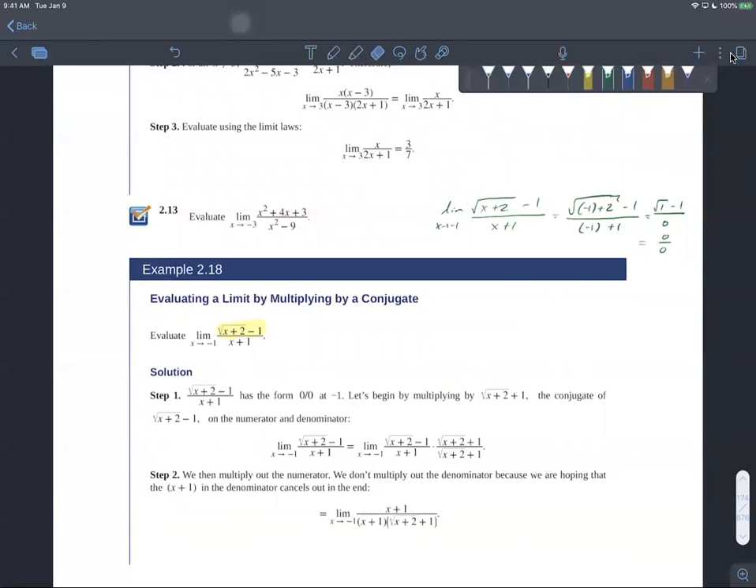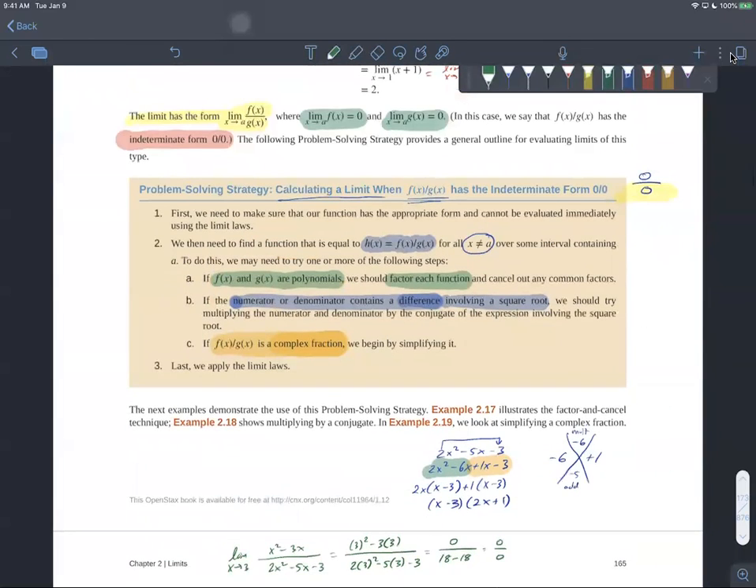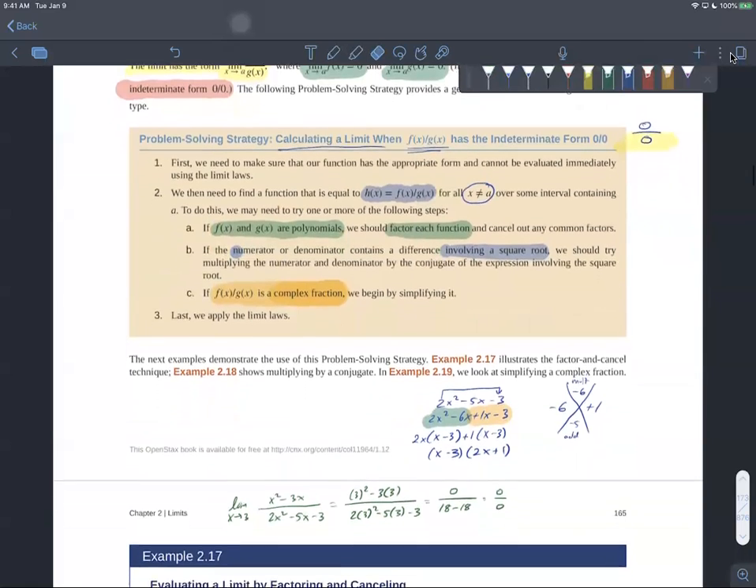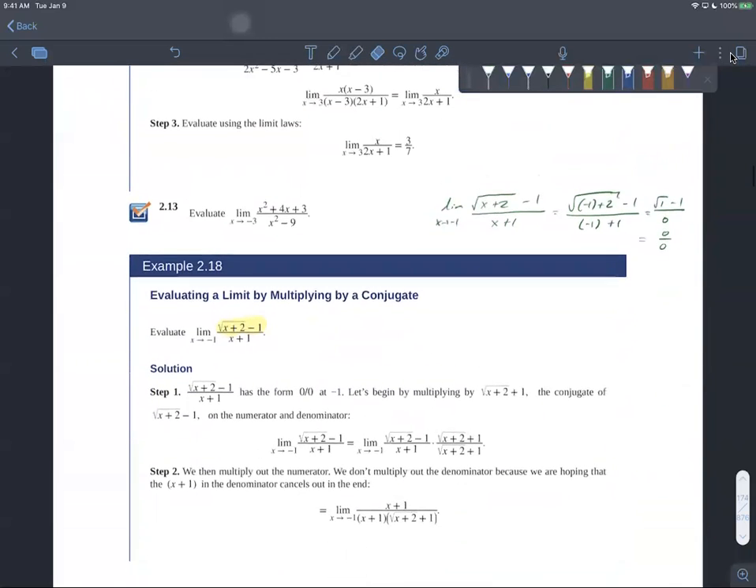Since we see that there is a radical on top, plus or minus some number, in this case -1, what did the problem solving strategy say? We said if we see a numerator or denominator containing a difference involving a square root, we should try to multiply the numerator and denominator by the conjugate. So that's what we're going to try here. The conjugate here is going to be the square root of x plus 2 and a 1, the same terms, except instead of a minus, we put a plus in the middle. And we need to multiply both the top and the bottom by this conjugate.